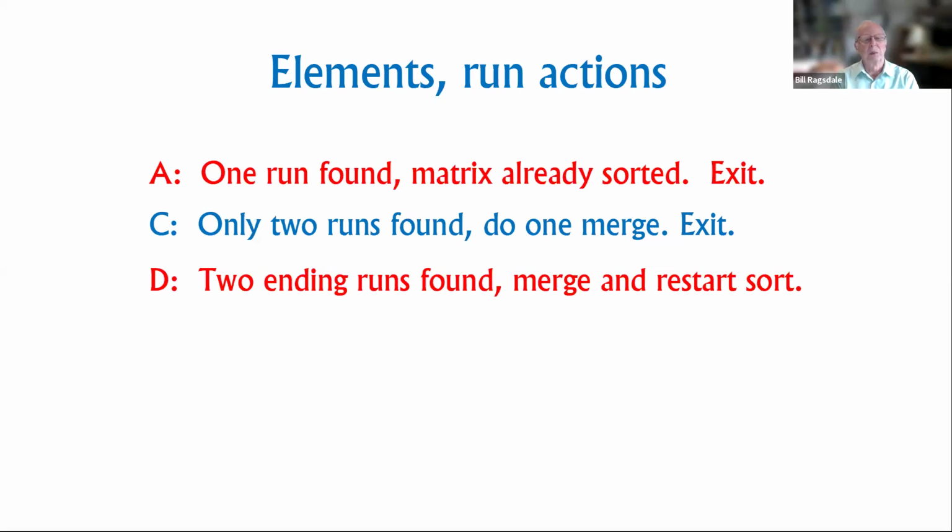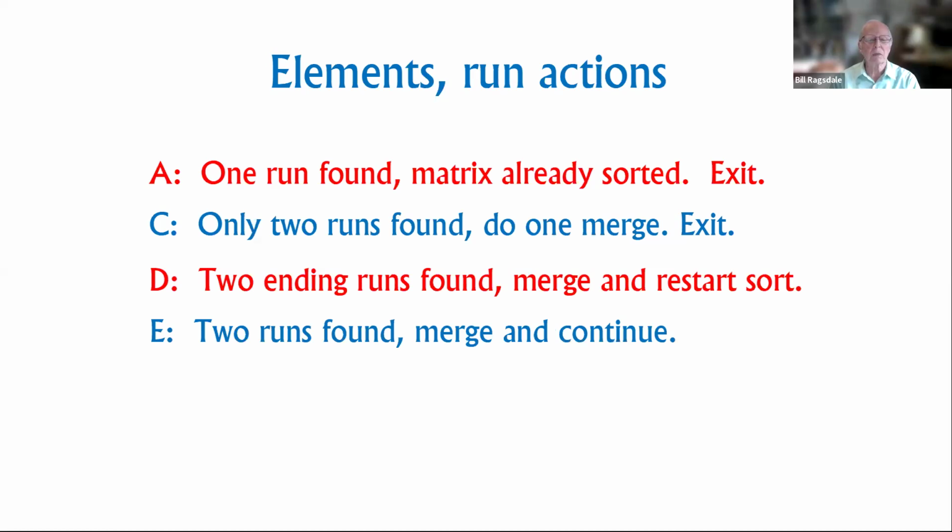It also could be that 2 ending runs are found. In other words, we find 2 runs, they end the matrix, and in this case, we merge the 2 together, but we know there is more sorting to be done, so the entire process is restarted. Along comes E, the E case. We find 2 runs. They are not at the end of the matrix, so we just merge the 2 runs together and continue ahead. This is where the work is done. Almost all execution is at E because we find 2 runs and merge, find 2 runs and merge, find 2 runs and merge, and continue.